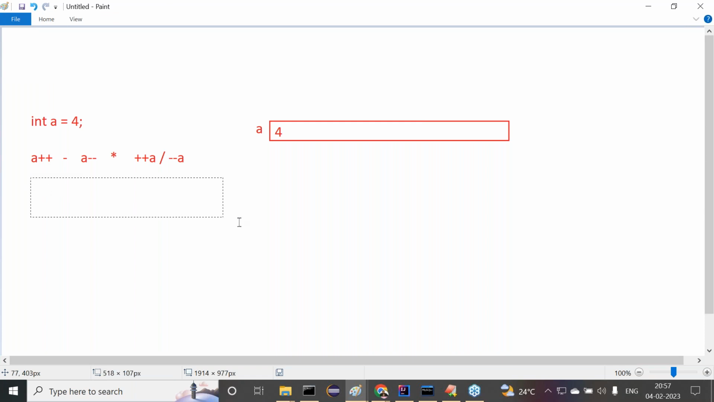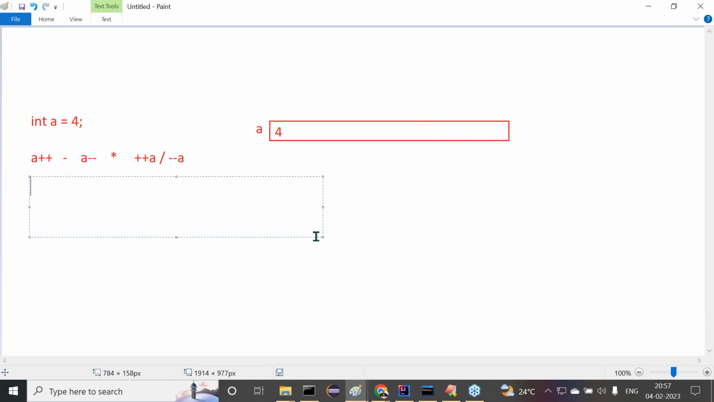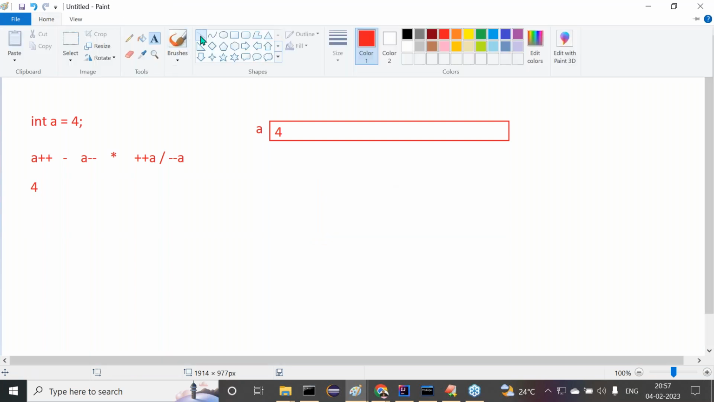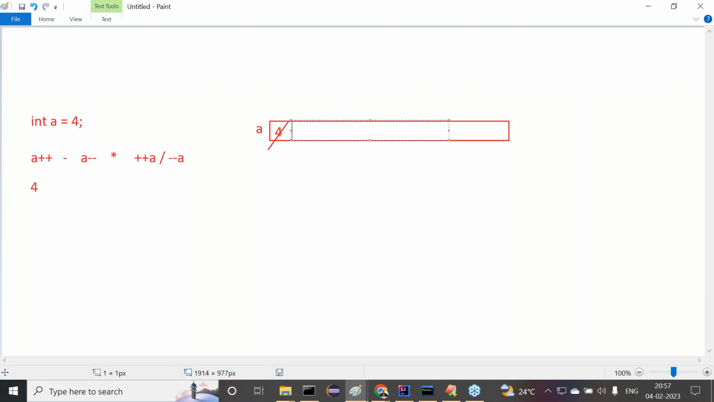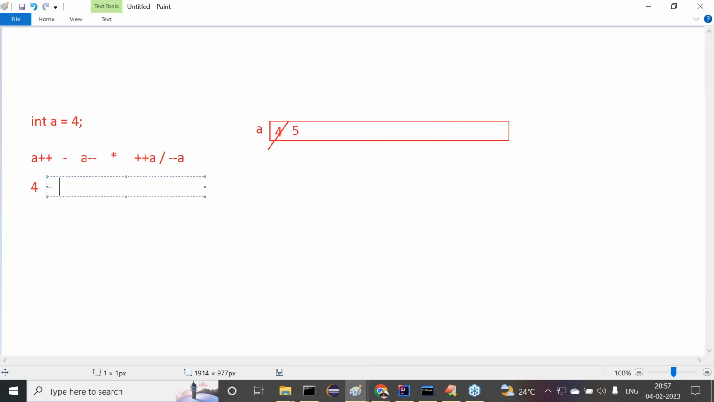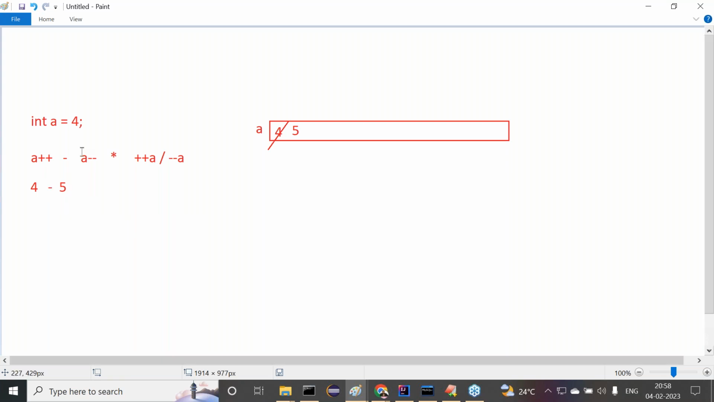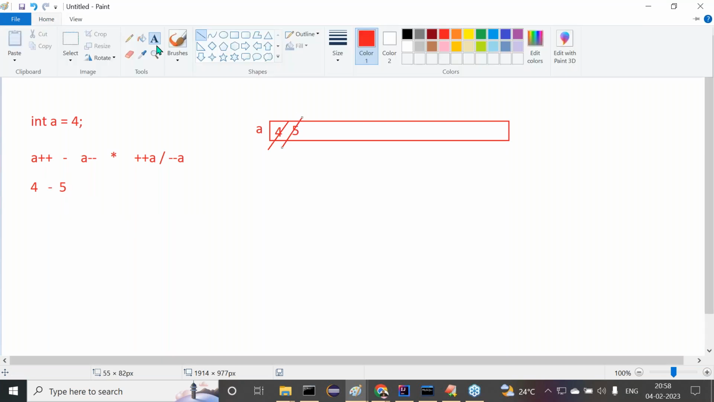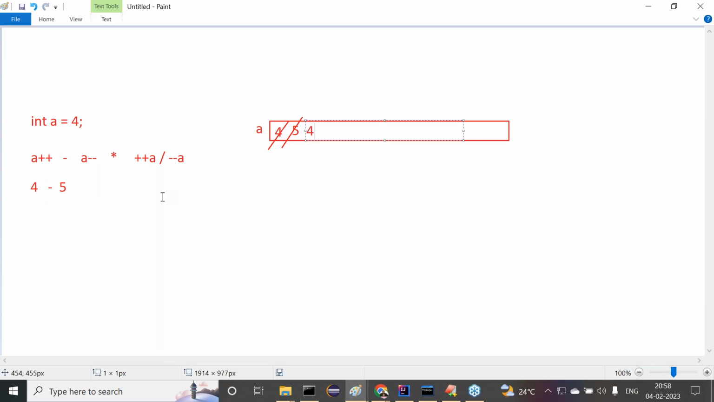Right, sir. First of all, let us complete all increments and decrements. A plus plus means the current a value will participate. In memory, the a value will be incremented by 1. So what value are we getting here? 5 minus. Then what are we getting there? A minus minus. A minus minus is a post-decrement. The 5 value will participate in the expression, but internally the a value will be decremented by 1. So here we are getting 4. All right, so next one?